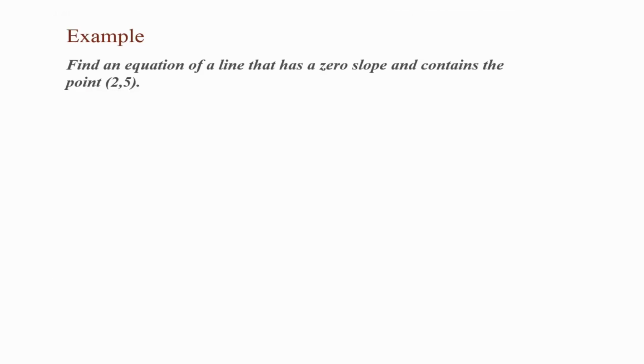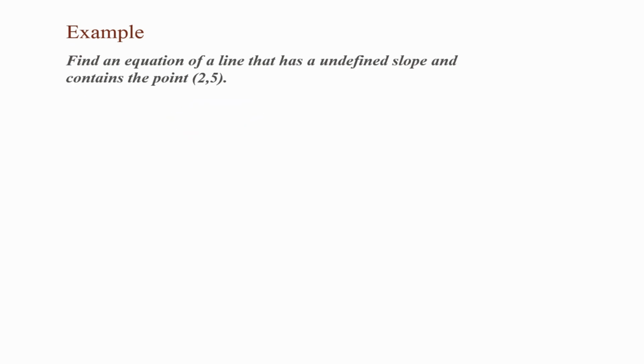In this example, we want to find an equation of the line that has a 0 slope and contains the point (2, 5). If an equation of a line has a 0 slope, then we're looking at y equals b. The y-coordinate of the point (2, 5) is 5, so my answer is y equals 5. In this example, we want to find an equation of a line that has an undefined slope and contains the point (2, 5). If my slope is undefined, then my equation is x equals a. The x-coordinate of the point (2, 5) is 2. So my line is x equals 2.